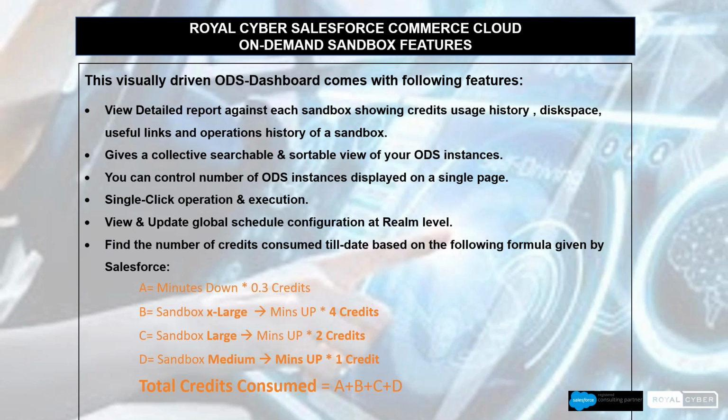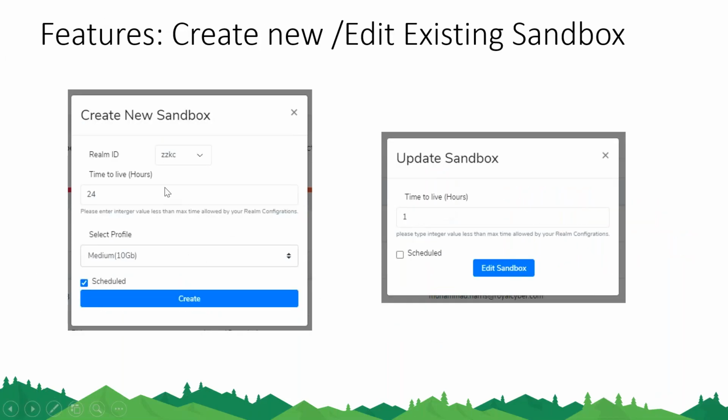If I may ask a question. Hi, please. If I have some boxes in multiple realms, the tool only lets me see one realm at a time, correct? That is correct, one realm at a time. If you see here, we have a drop down which says realm ID. You select the realm ID, and corresponding to it, you can see the number of sandboxes created under that realm.